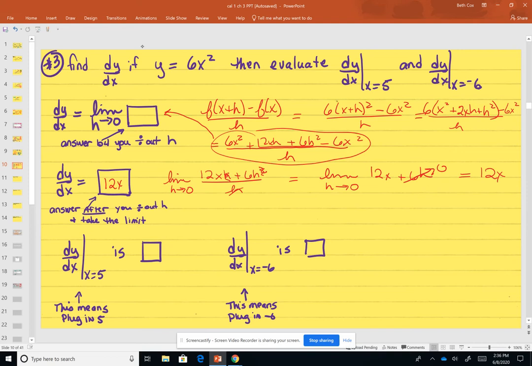And then down here on the second part, you evaluate. You plug in 5. 12 times 5 is 60. I plug in negative 6. 12 times negative 6 is negative 72. So check your MyMathLab to make sure this was right. But yeah, this is what I'm pretty sure they wanted you to do. Let's look at another one.